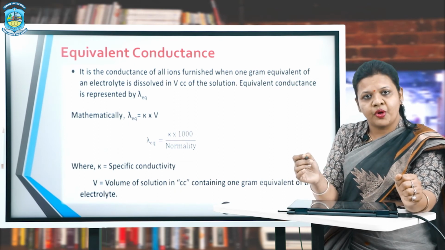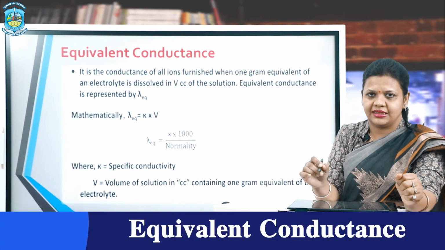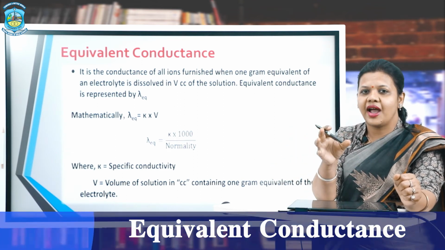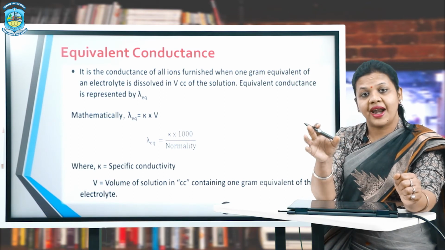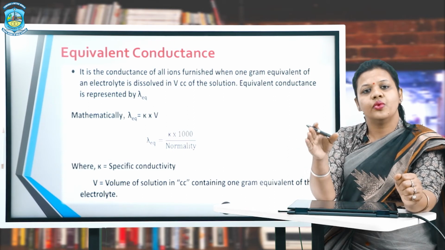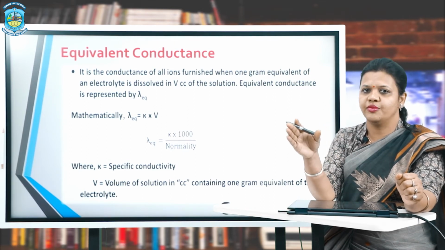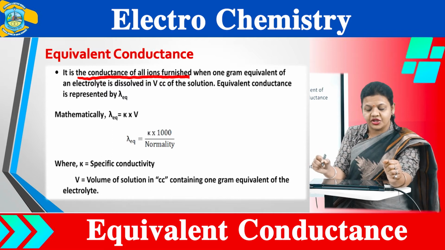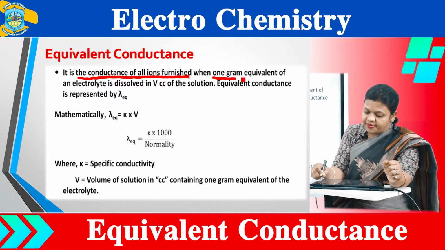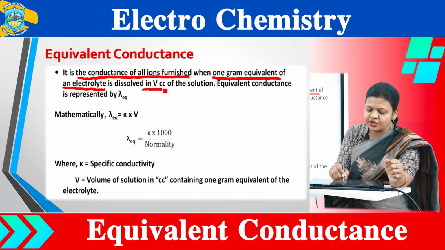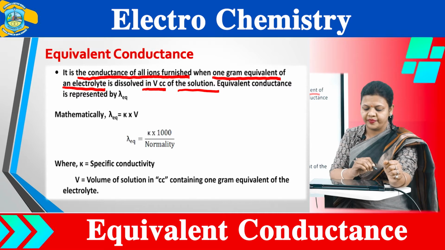The second property is equivalent conductance. As we had seen, specific conductance is specified to a unit volume, whereas equivalent conductance is the conductance due to the ions which are present in the total volume of the liquid. Or we may say it is the conductance of all the ions furnished when 1 gram equivalent of an electrolyte is dissolved in V centimeter cube of a solution.